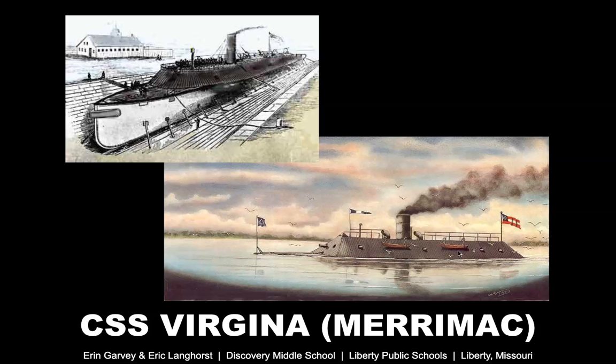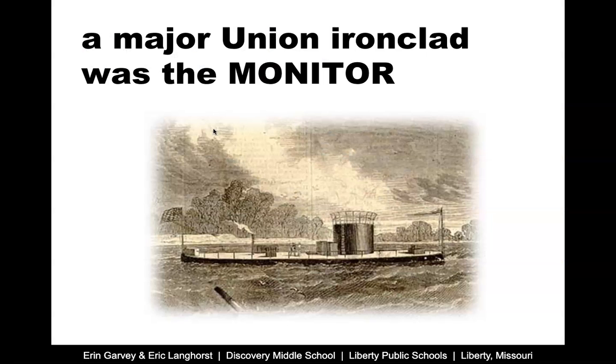So this is the Merrimack, and this picture kind of shows you a little bit of what it would look like underneath the water. So this is what it looks like when you're just seeing it sail up to you. And then this is what's actually underneath, the actual ship itself. So the Confederacy comes up with the Merrimack. The Union comes up with their own version of an ironclad. Theirs is a completely different design.